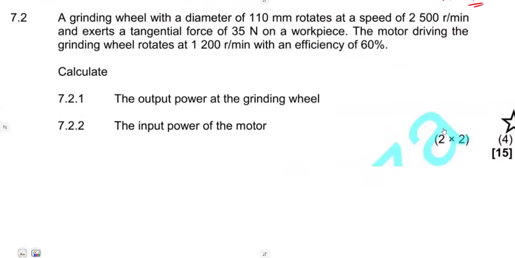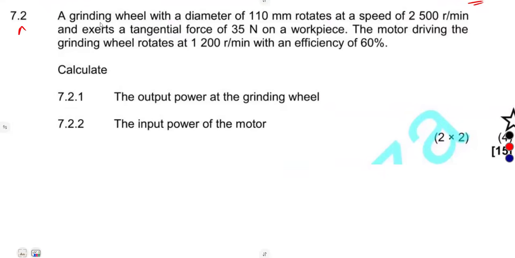All right, 7.2, moving to this part, it is now dealing with a grinding wheel. So that's from the surface grinding machine. All right, we are given the diameter, our diameter in millimeters divided by 1,000, 0.11 meters. It rotates at this speed, 2,500 revs per minute, and exerts a tangential force. We are given the tangential force, 35 Newton, on a workpiece. So the tangential force is on the workpiece.